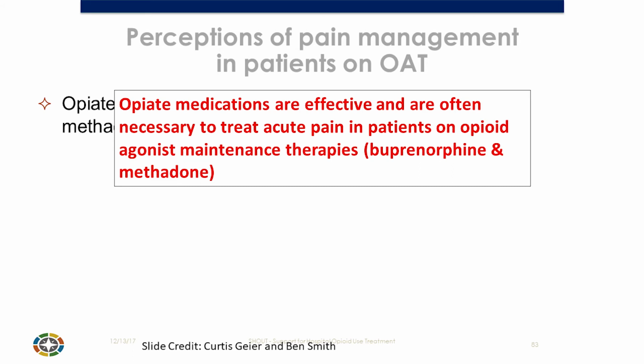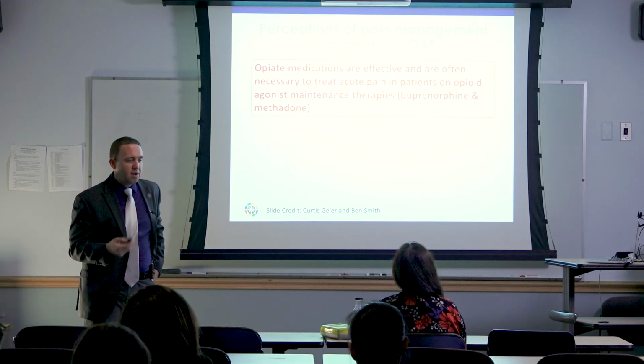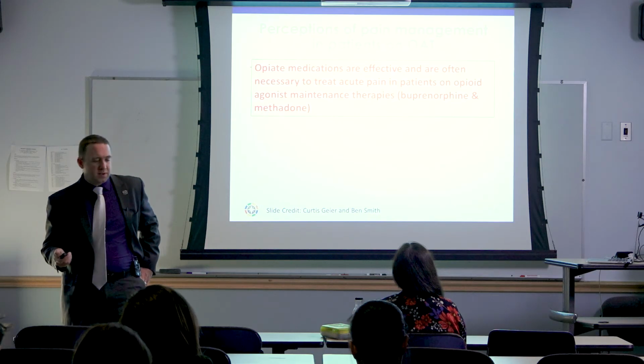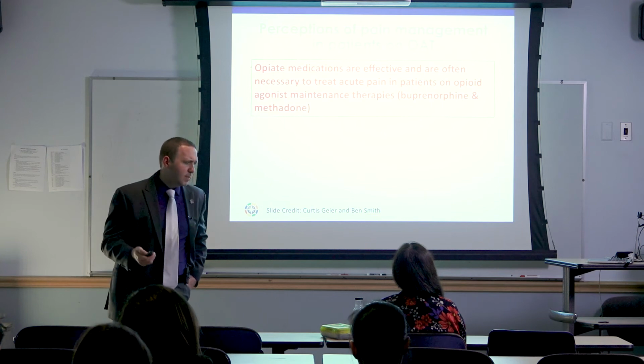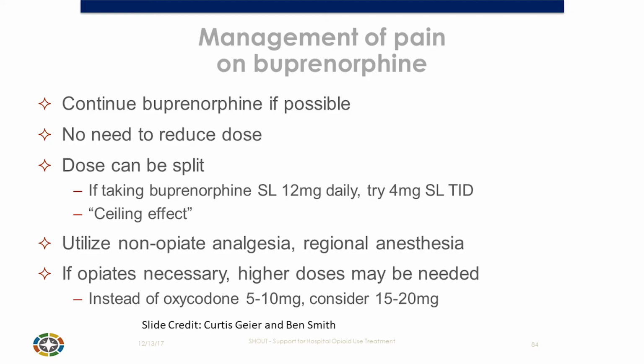Opiate medications are effective and necessary to treat acute pain in people who are on buprenorphine or methadone. So if somebody is on maintenance and you're doing, say, an extraction or surgery where you anticipate pain, you can actually recommend that their prescriber continue the buprenorphine. Do not reduce the dose. And if the pain is thought to be mild, they can actually increase their buprenorphine dose to get some additional analgesia. You want to maximize non-opiate analgesics and regional anesthesia.